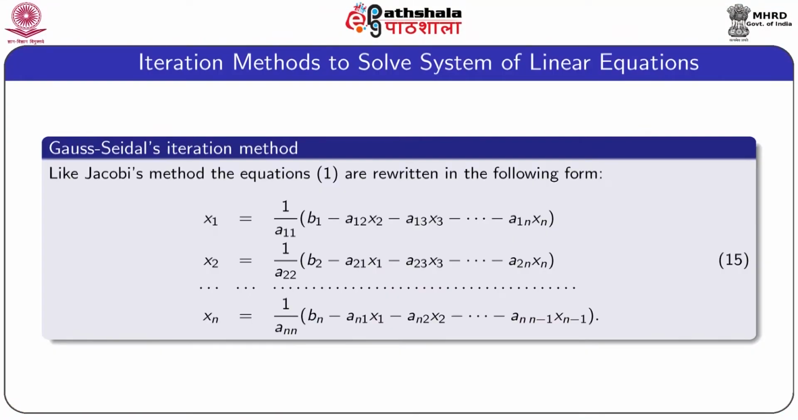Like Jacobi's method, the equations are written in the following form: x1 equal to 1 by a11 into b1 minus a12 x2 minus a13 x3 minus dot dot dot minus a1n xn, and finally xn equal to 1 by ann into bn minus an1 x1 minus an2 x2 minus dot dot dot minus an n minus 1 x n minus 1.